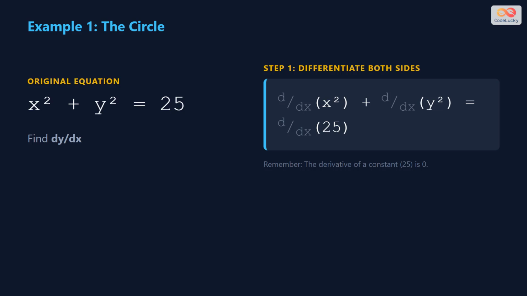Let's apply this to the circle equation. x squared plus y squared equals 25. Step 1 is to apply the derivative operator, d over dx, to every single term on both sides. Notice that on the right side, we are taking the derivative of 25, which is a constant.